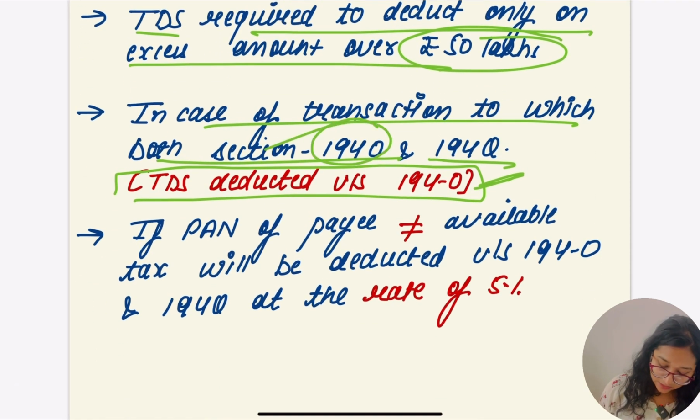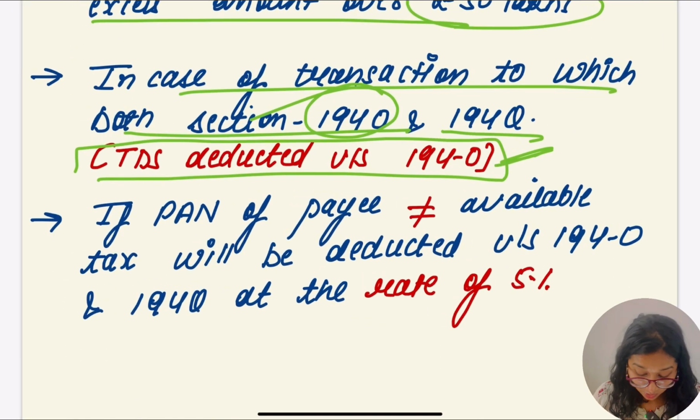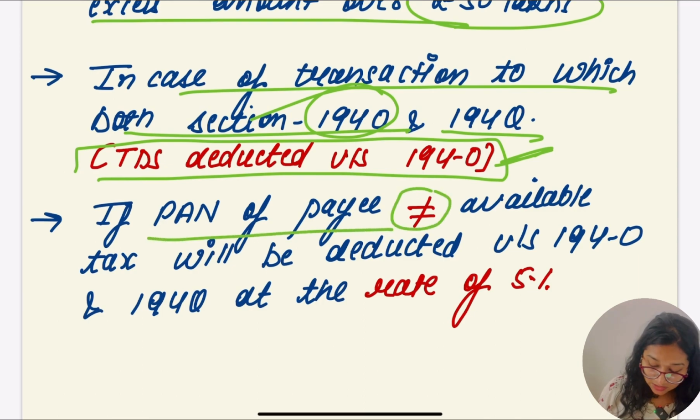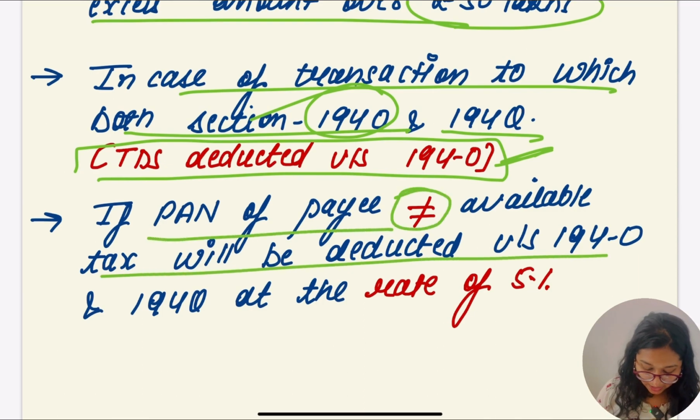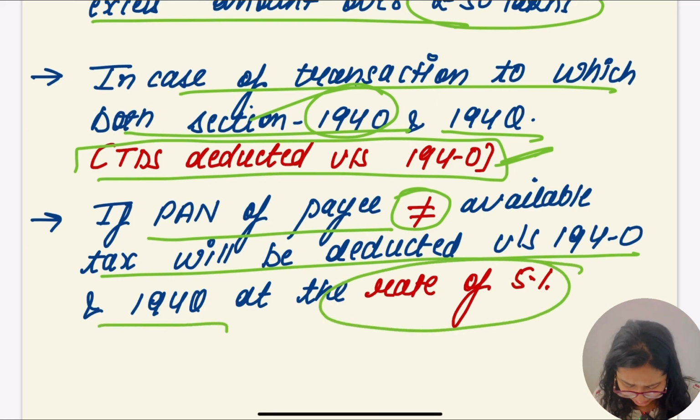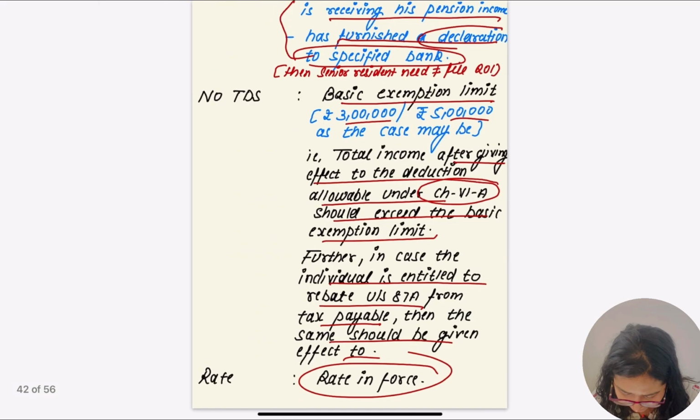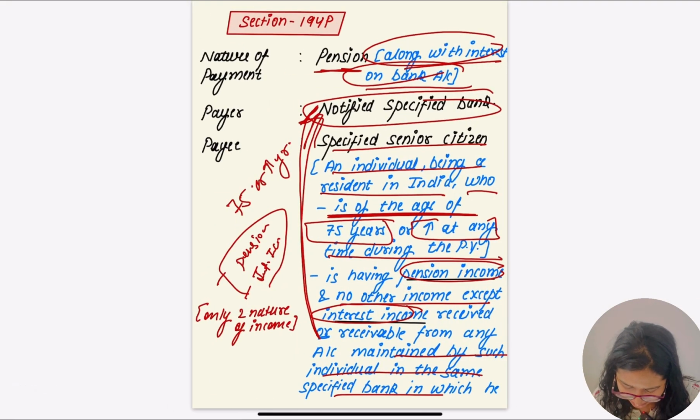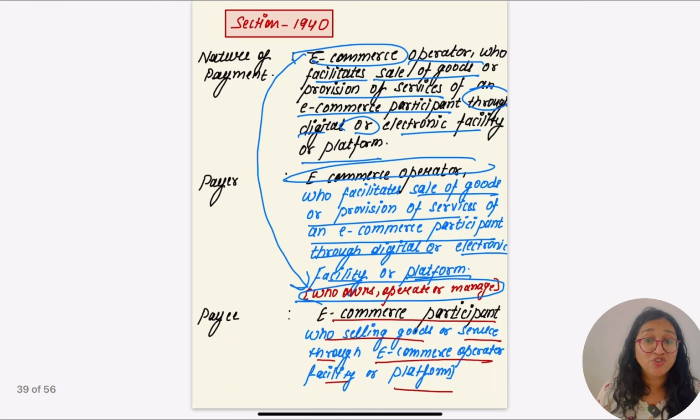Let's go for the other thing, which says if the PAN of payee is not available, tax will be deducted under section 194O and Q at the rate of 5%. Let me go back. 194O, let's take what I told you. Did I mention this thing?